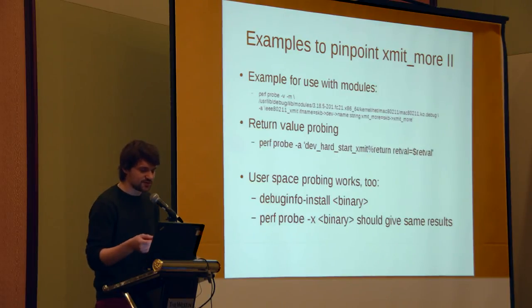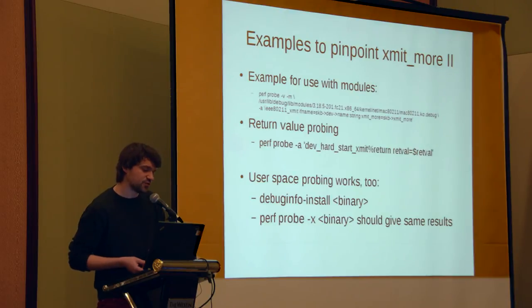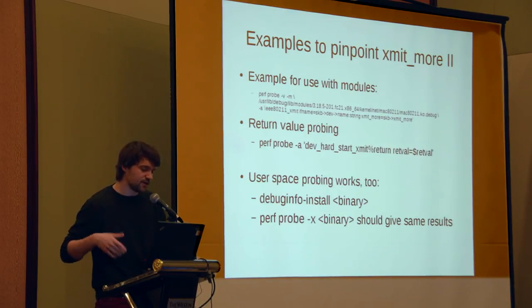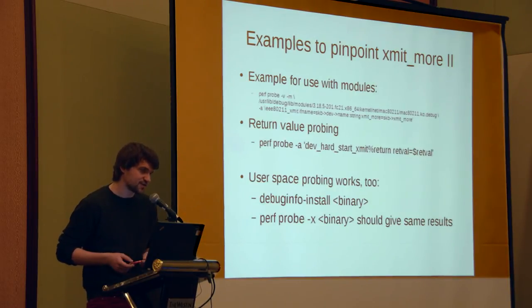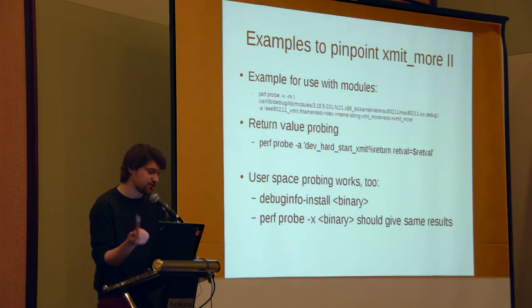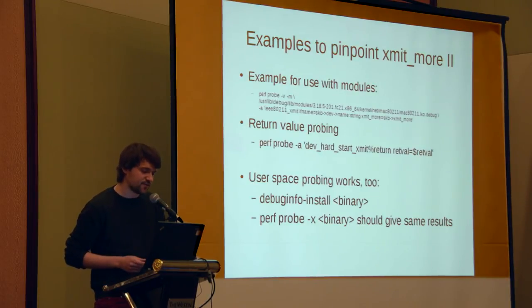If your debug info is sometimes messed up, for modules you sometimes have to use dash m and specify the debug information for the module. If you, for example, start to trace in IEEE 802.11 in the wireless stack, this is just an example, you have to specify where the extracted debug information is for the specific module. Normally it should work without doing that.